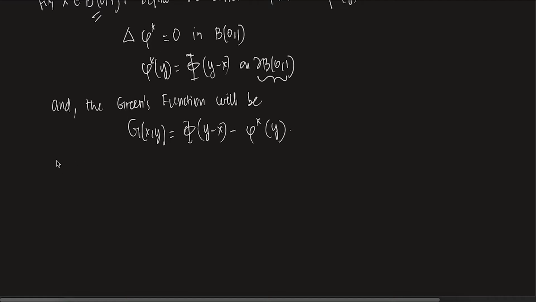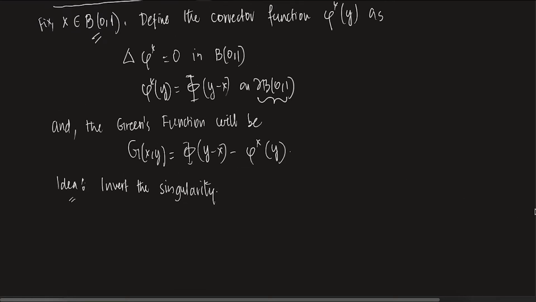So what is the idea? The idea is to invert the singularity. Let me tell you what I mean by this. Essentially, I want to find phi^x. Once I find phi^x, I already know what my fundamental solution is. Just put it there and it's done, right? So all I need to do is to find a corrector function. Now I know what the corrector function does: it is actually the value of the fundamental solution at y minus x.